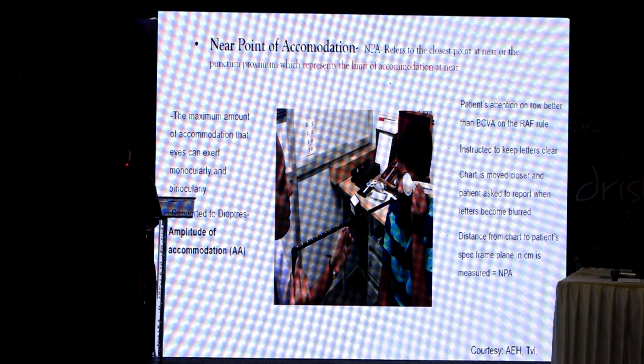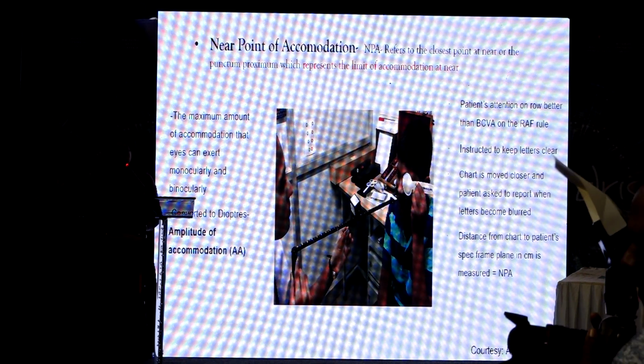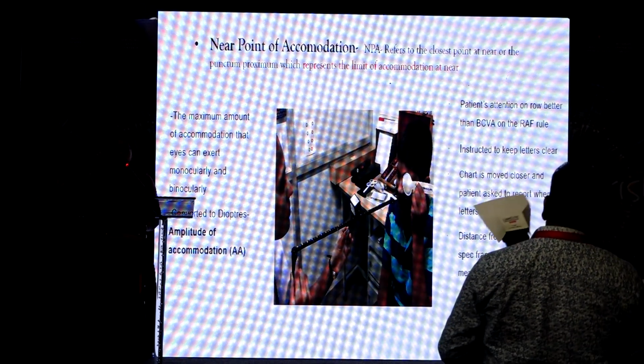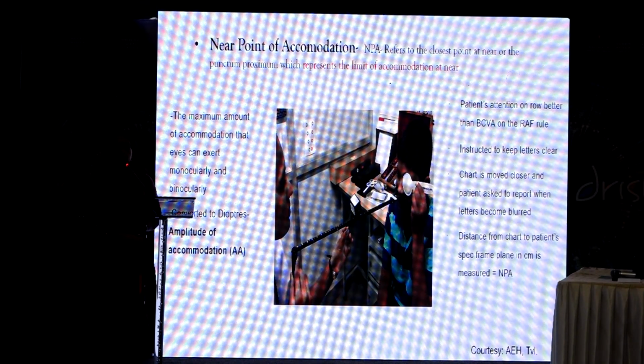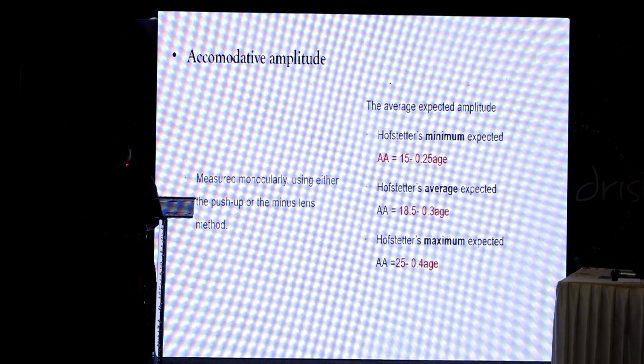The chart is moved closer and the patient is asked to report when the letters become blurred. The distance from the chart to the patient's spectacle frame plane in centimeters is the measured NPA, which can be directly read off from the RAF rule. Now this linear distance, when converted to diopters, will give you the amplitude of accommodation. So these are the average expected amplitudes, Hofstadter's minimum, average and maximum with regard to age.